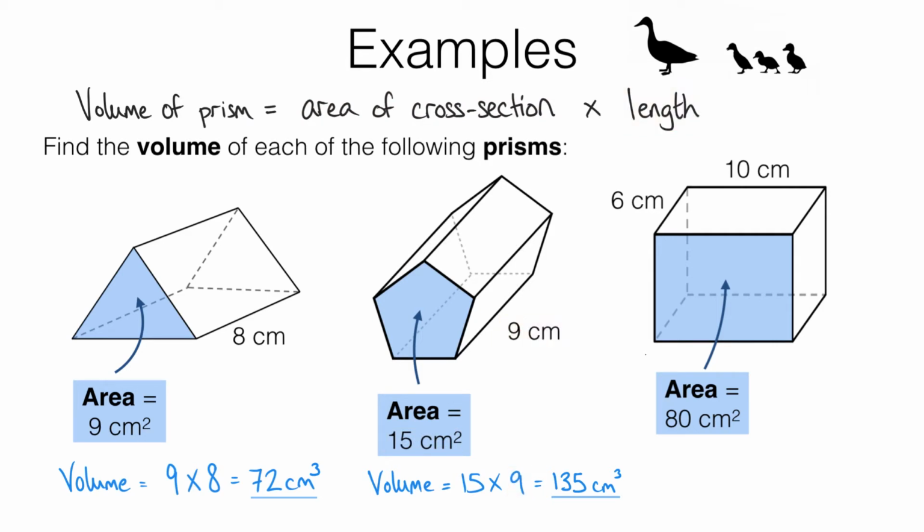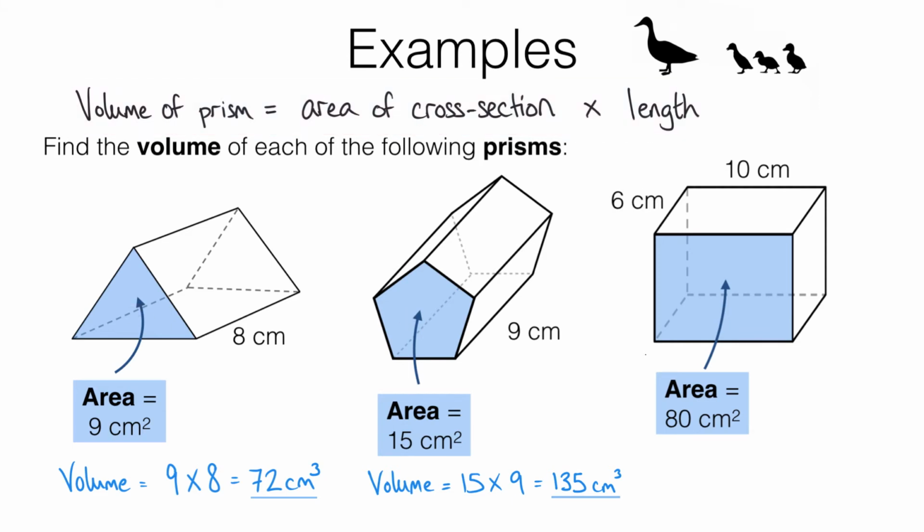Now, let's move on to this shape. You might be thinking, wait a minute, this is a cuboid, and you're correct. But if you watched the previous video, you will know that a cuboid is just a type of prism. It is a rectangular prism. And since it is a prism, we can use this formula here, just like we can with the other prisms.